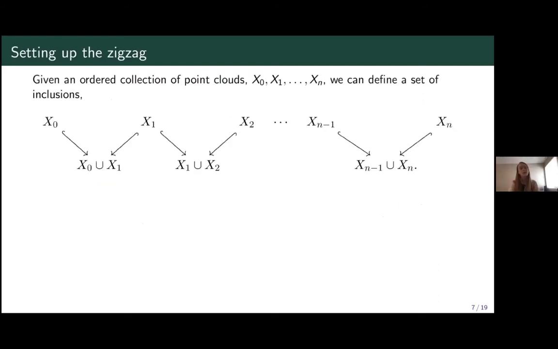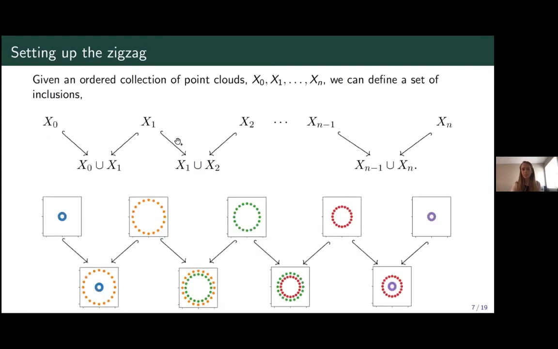So we're going to start set up with our collection of ordered point clouds. Here the order will matter because of the way the zigzag is set up. You start with each one of your point clouds, and you're going to take the union in between, creating this nice zigzag pattern. So looking back at our simple example here, the colors correspond.